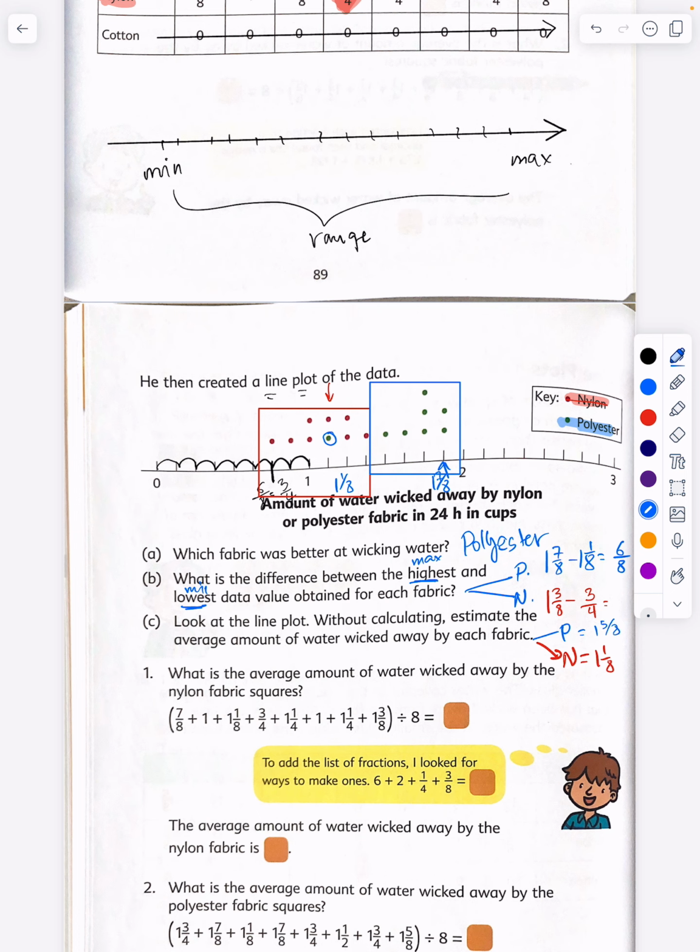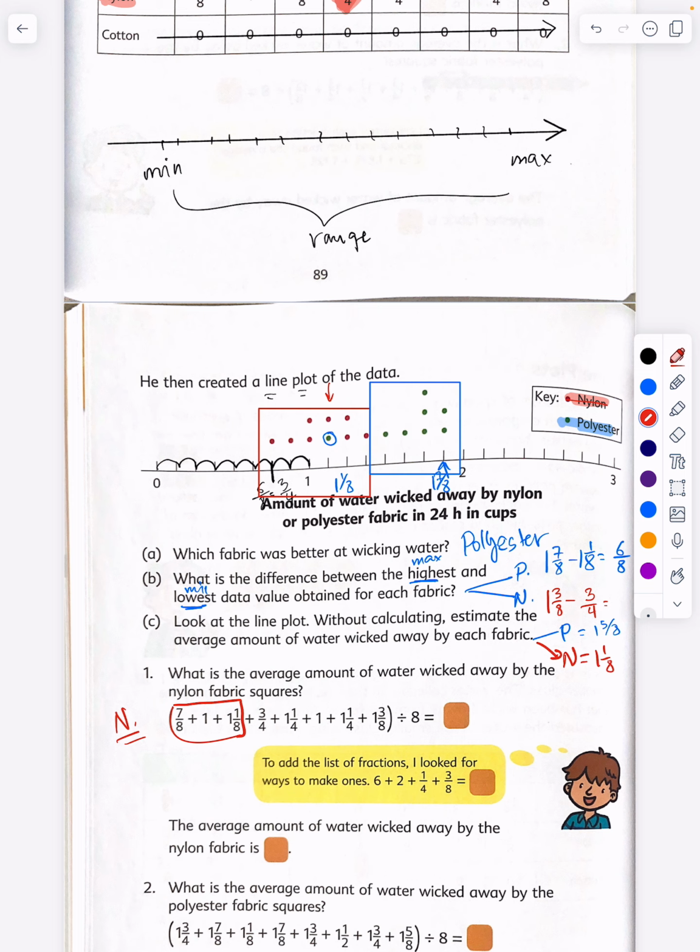Now, here is where you use your math and especially your fraction addition. What is the average amount of water wicked away by nylon fabric? Nylon is red, right? So this is for nylon fabric. Now we have to add up all these fractions. My friends, there's a way to do that if you just first collect the ones, okay? Collect the one, make up the ones.